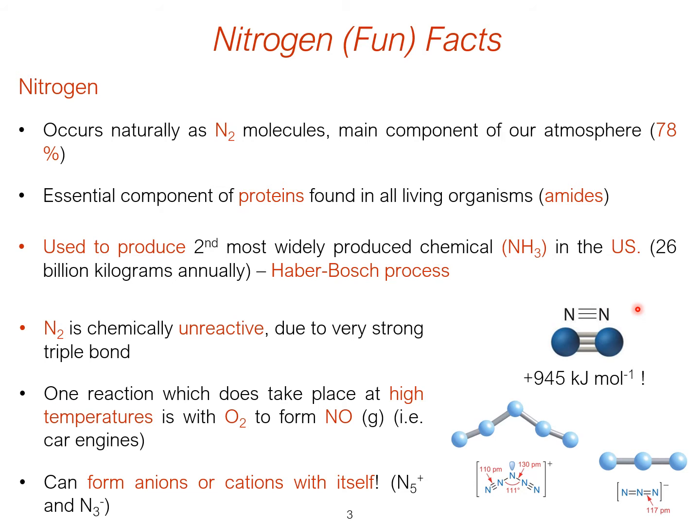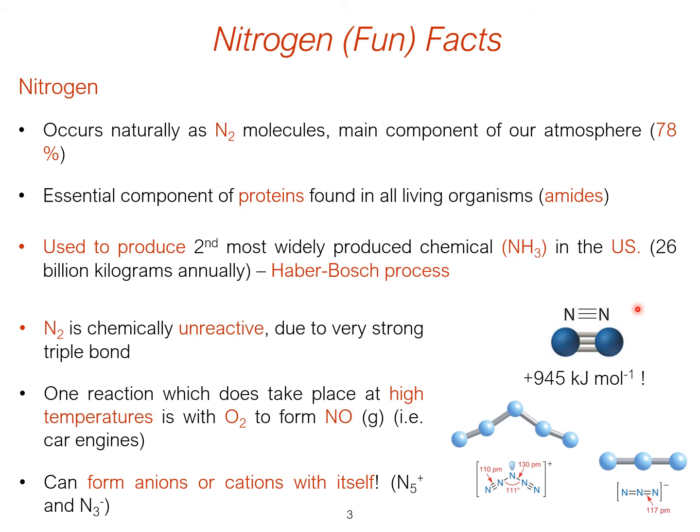So we'll start off by looking at nitrogen and just a few facts about itself. It occurs naturally as a gas, N2, and this is the main component of the atmosphere. It's almost 80%. It's an essential component of proteins and is in all living organisms. And nitrogen from the air is used to produce the second most widely produced chemical, ammonia, which we talked about a lot in the hydrogen lectures and how important that is.